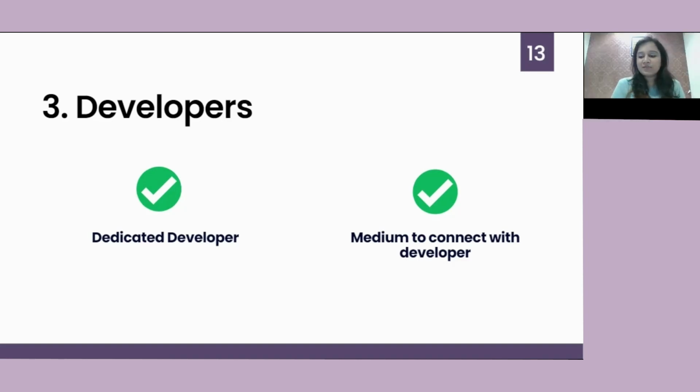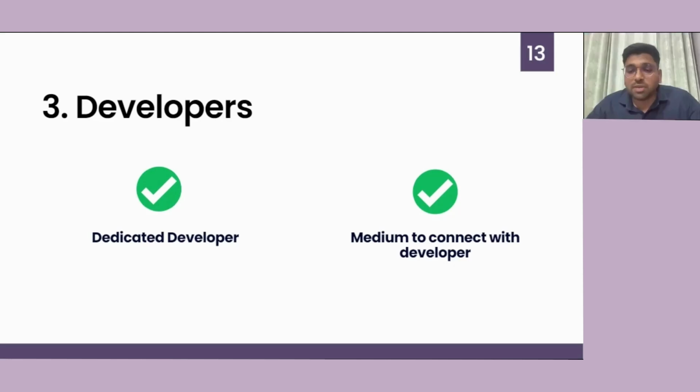That means a dedicated team for iOS and a dedicated team for Android. Otherwise you can have an in-house team, but that is why you are going with outsourcing or a mobile app builder. So they should provide you the dedicated developers for this.